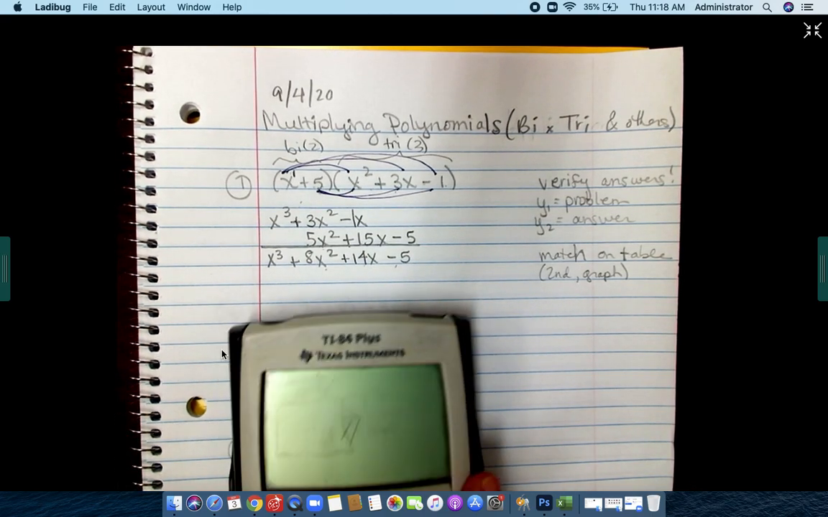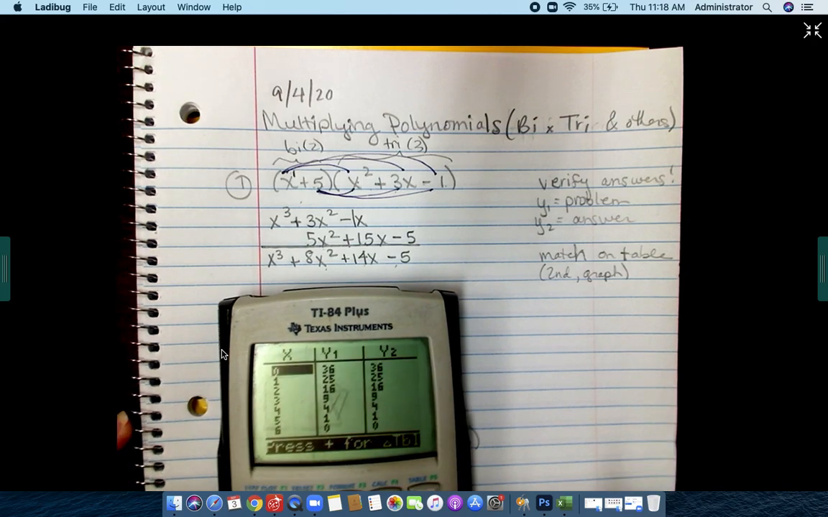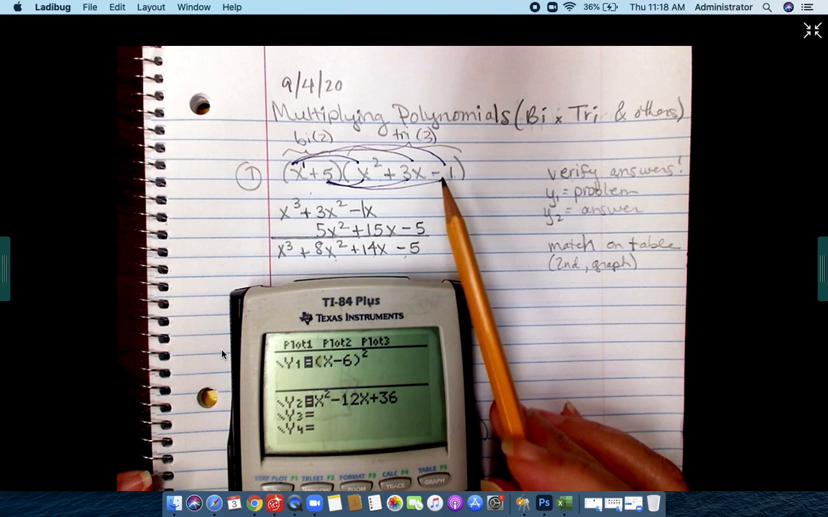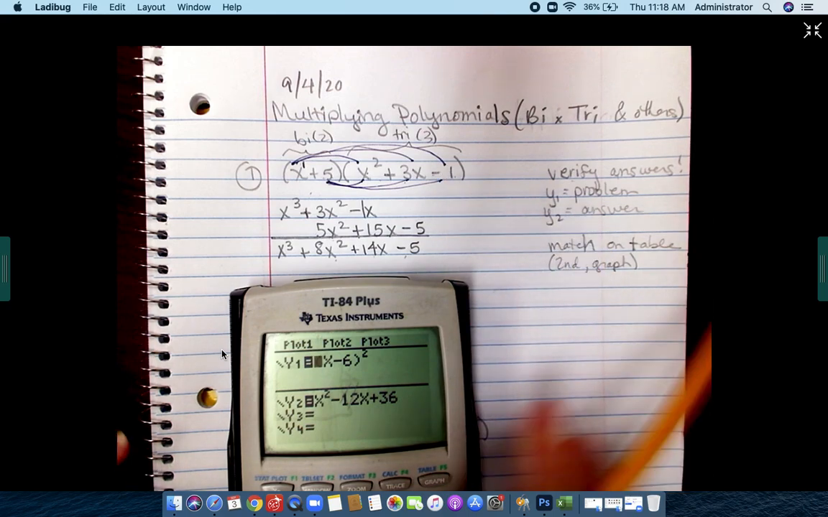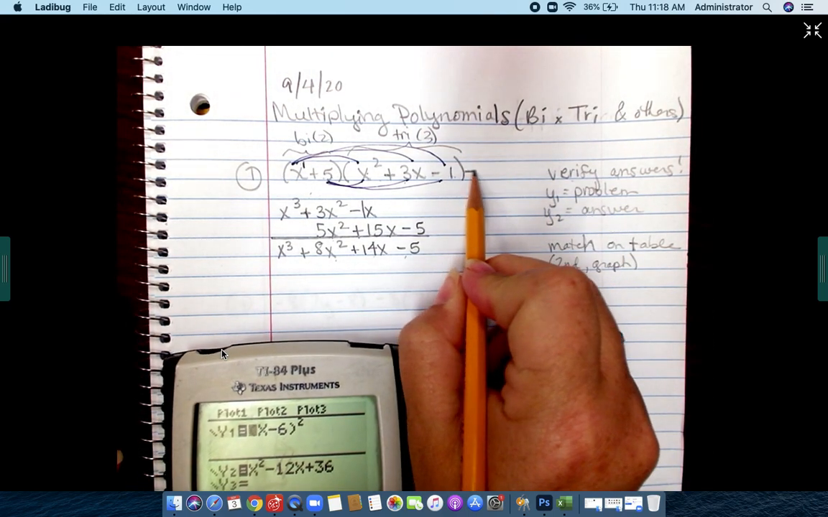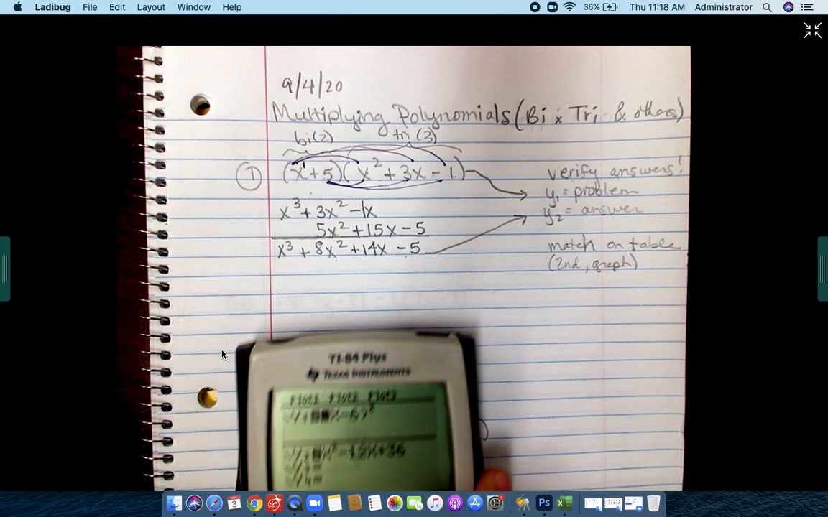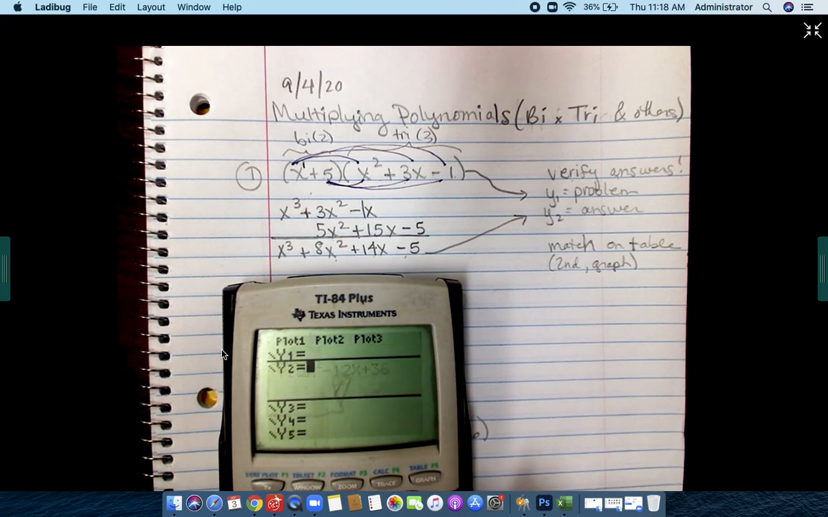So if I think this is my answer, I'm going to do like we did in yesterday's video, and I'm going to verify my answer. So I'm going to put my problem in y1 and my answer in y2. So my problem is here, and my answer is here. I'm going to put my problem in by making sure I've cleared out anything in y equals. Again, you should be using your Calculate 84 app on your iPhone, or your Wabbit Emu app if you have an Android phone. You cannot just do this on a regular phone calculator. You need a graphing one.